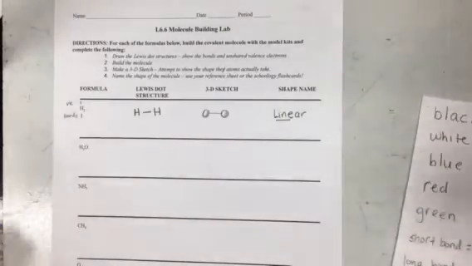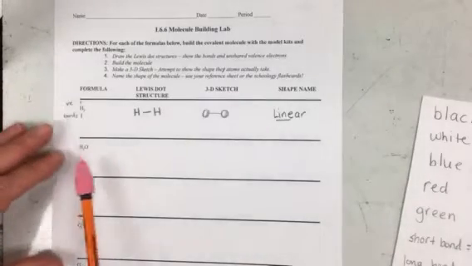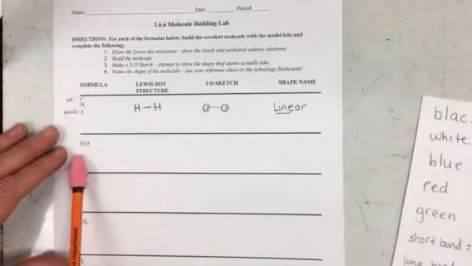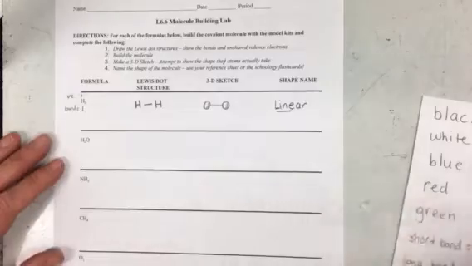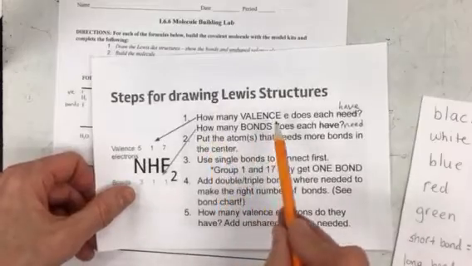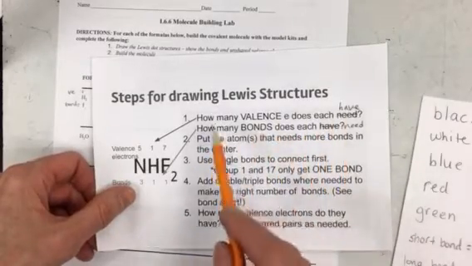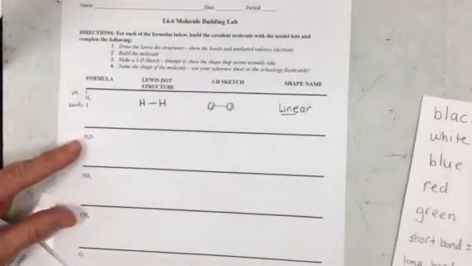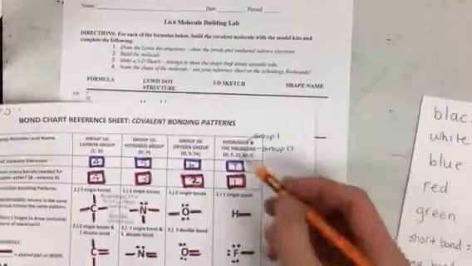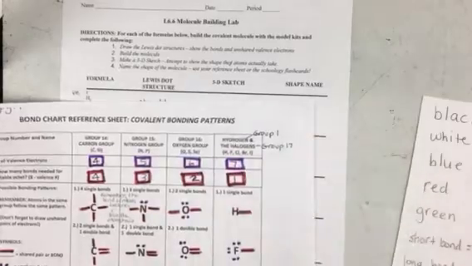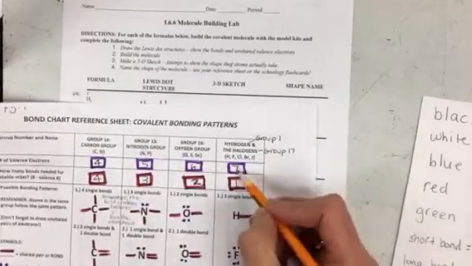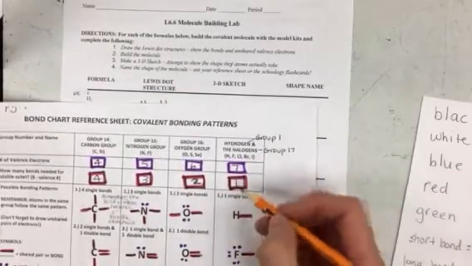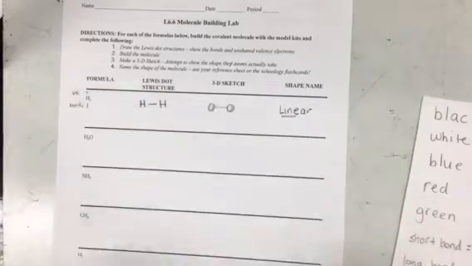If you want to try it on your own, you can pause, but I will do the next one for you. H2O. So the first step is to do the Lewis structure. Looking at my steps for doing that: how many valence electrons does each have, and how many bonds does each need? So H, when we look at our bond chart, we remember it has one valence electron because it's the exception. It doesn't have 7, it only has 1, and it needs 1 bond.